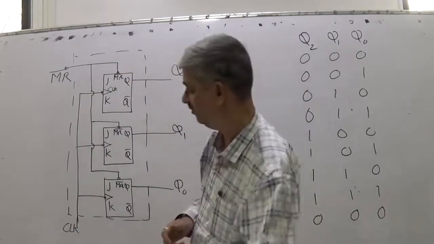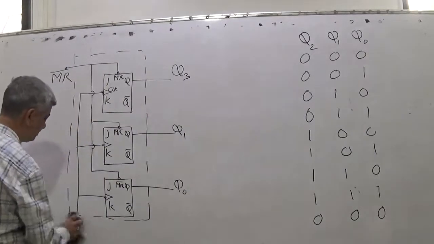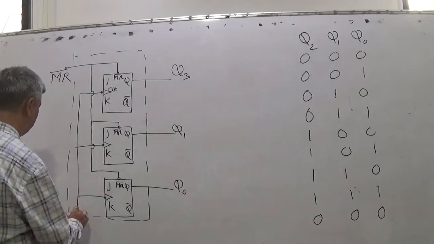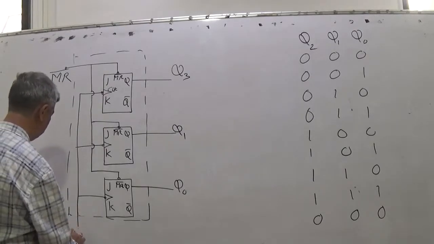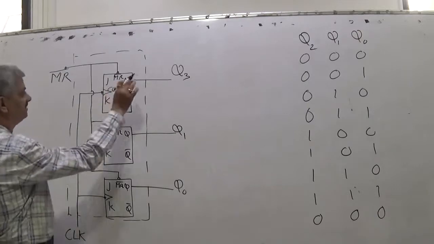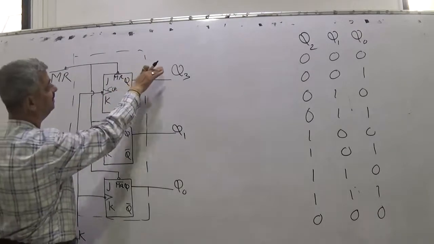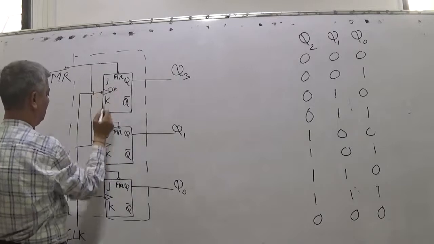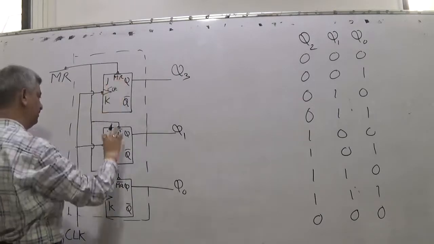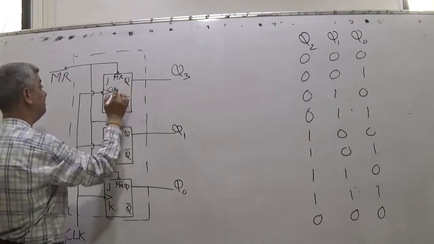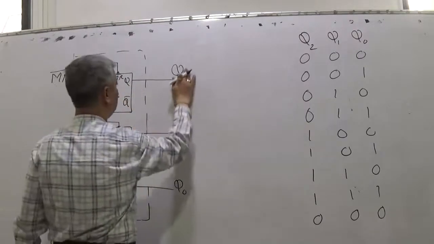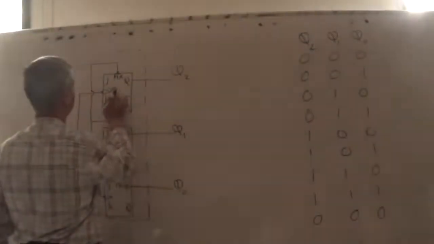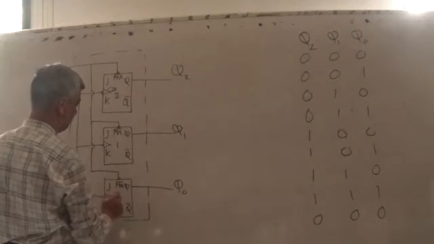So designing means what now? Designing means how we shall decide to give inputs J and K to these flip-flops such that the required operation is observed. So this I will call JK for this flip-flop, JK for this flip-flop, JK for this flip-flop. This is flip-flop number 2, flip-flop number 1, and flip-flop number 0.